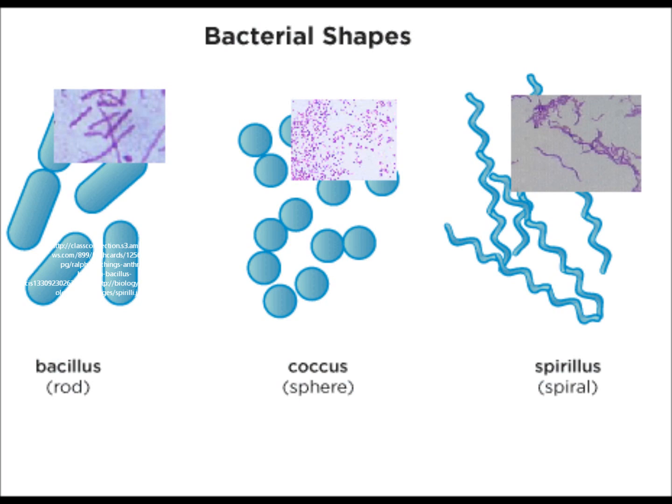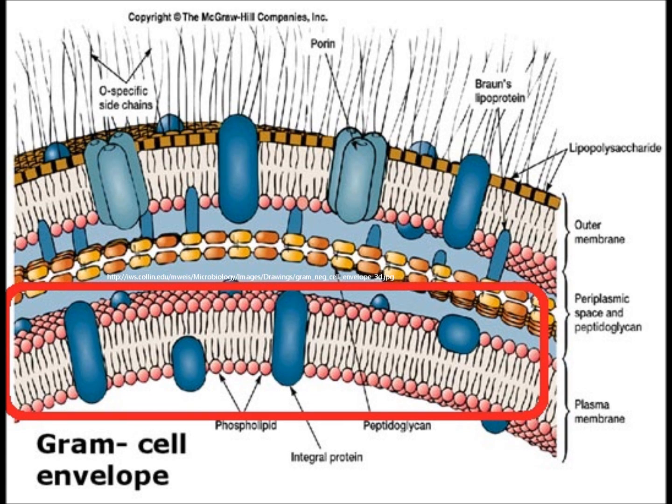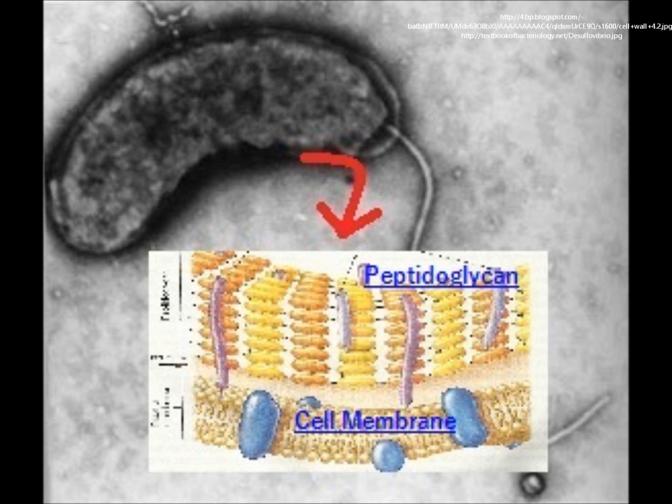Bacteria come in 3 basic shapes: bacillus, coccus, and spirillus. The cell membrane of a bacteria cell is essentially the same as the membrane of a eukaryote, meaning bacteria also have a phospholipid bilayer. The membrane is protected by the bacteria's cell wall.